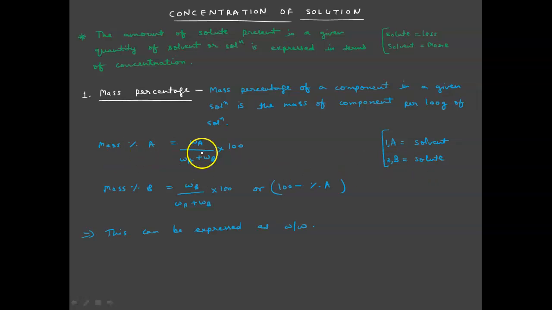Solvent is the component in more amount, solute is in less amount. So mass percent of A, what is the formula? Mass of A upon total mass into 100. So WA upon WA plus WB into 100. Similarly, mass percent of B is WB upon WA plus WB into 100. Or we can calculate 100 minus percent of A, because we will deal with binary solutions in which there are only two components. So this can be expressed as W by W because numerator is mass and denominator is also mass.